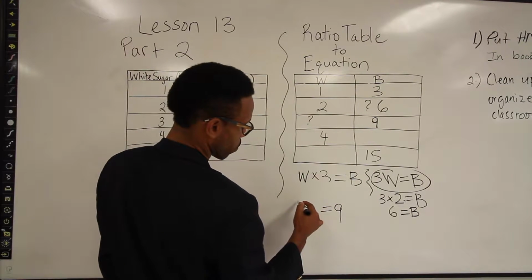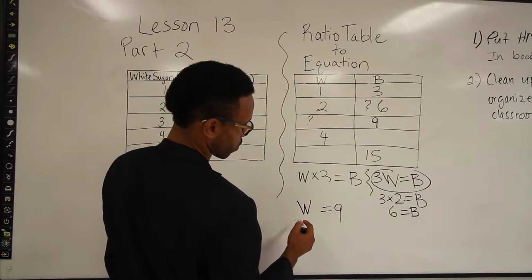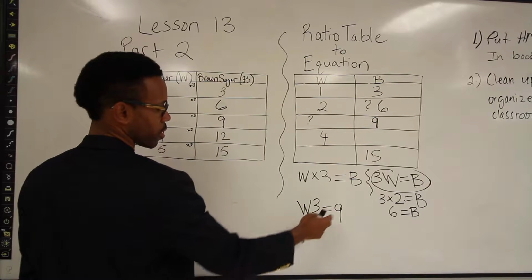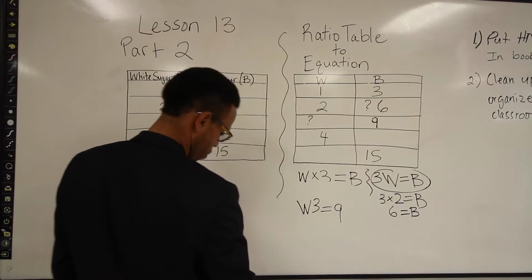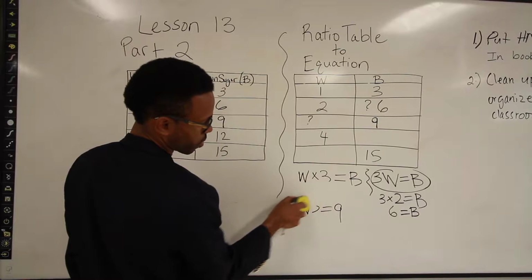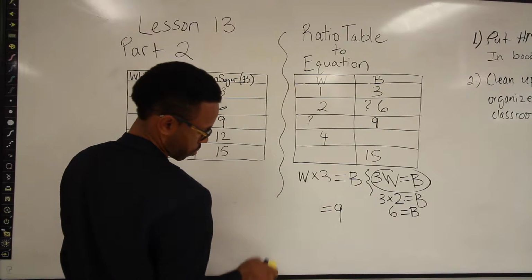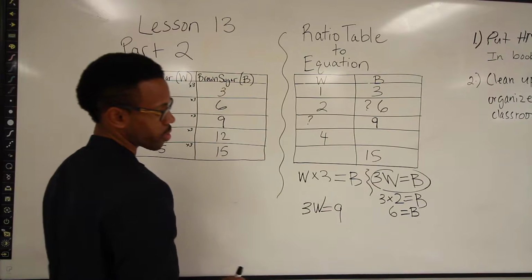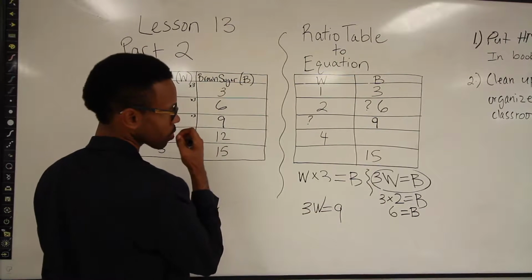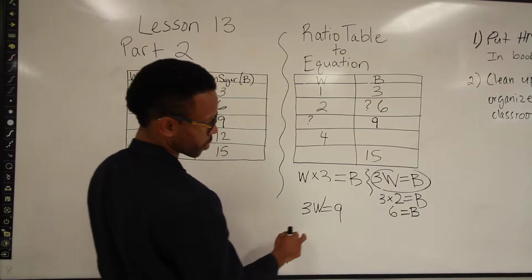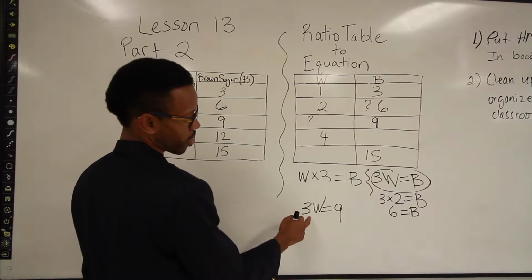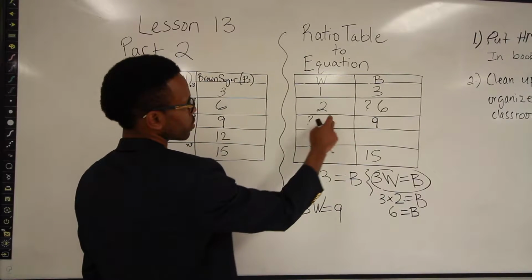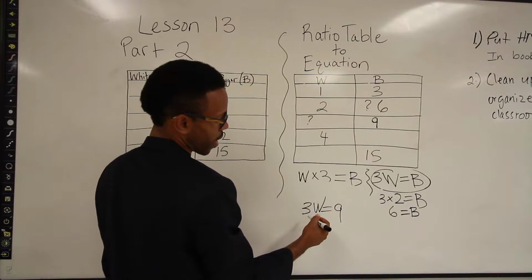I don't know what W is, but I know it's going to be multiplied by 3 equals B. So I have the same formula. Actually, let me just make it 3W, just so it looks the same here as our equation with the way we had it. 3W equals 9. Okay? So now I'm going to simply divide by 3. To get from brown sugar to the white sugar, I have to divide by 3.